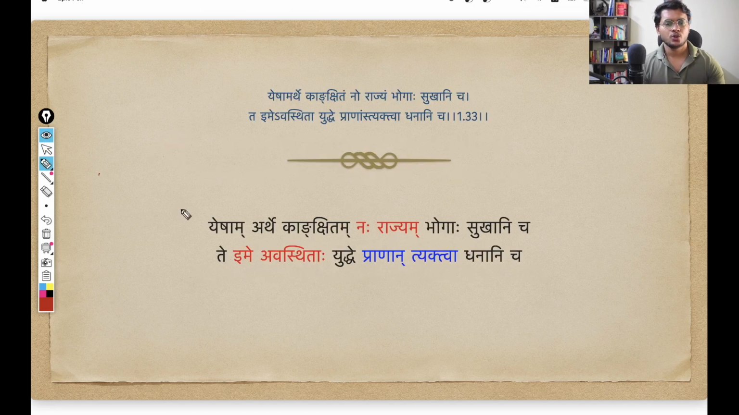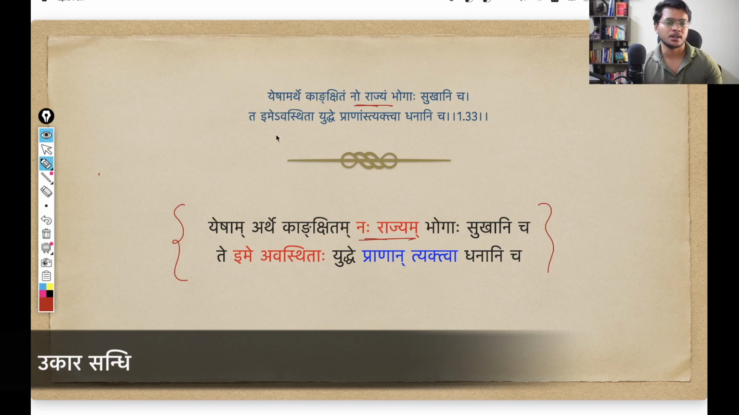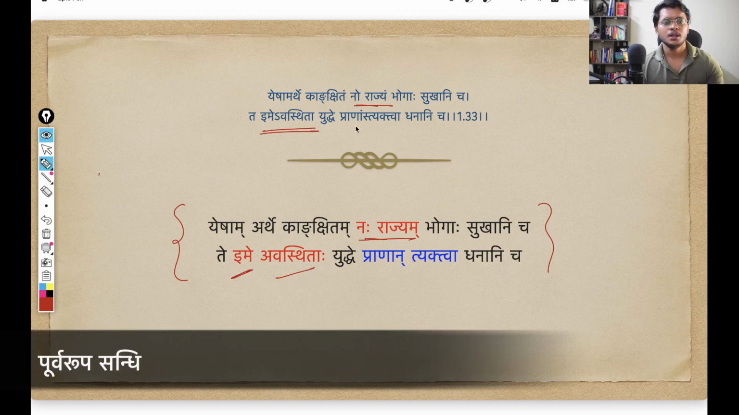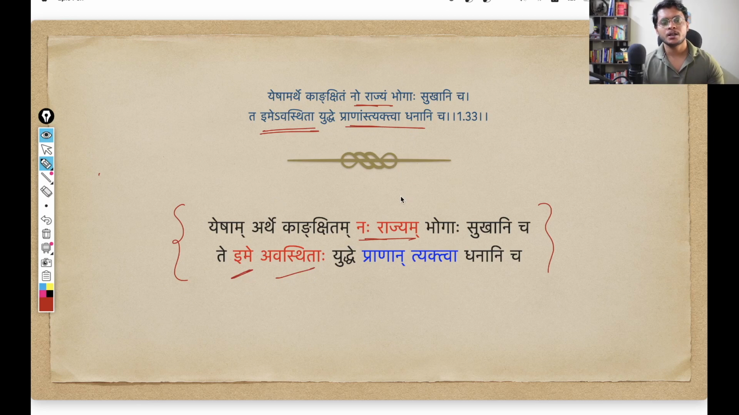So those were the shlokas, and this here is the Sandhi Vichhed version of the same shlokas. So you see some sandhis that are happening, nah rajyam, but in the original Sanskrit text it is written as no rajyam. So this is a ukara sandhi. Similarly, ime vasthita, but in Sandhi Vichhed we have two separate words, ime avasthita. So this is a purva roop sandhi. Then you have this compound word pranan tyaktava, which in Sandhi Vichhed opens as pranan tyaktava.